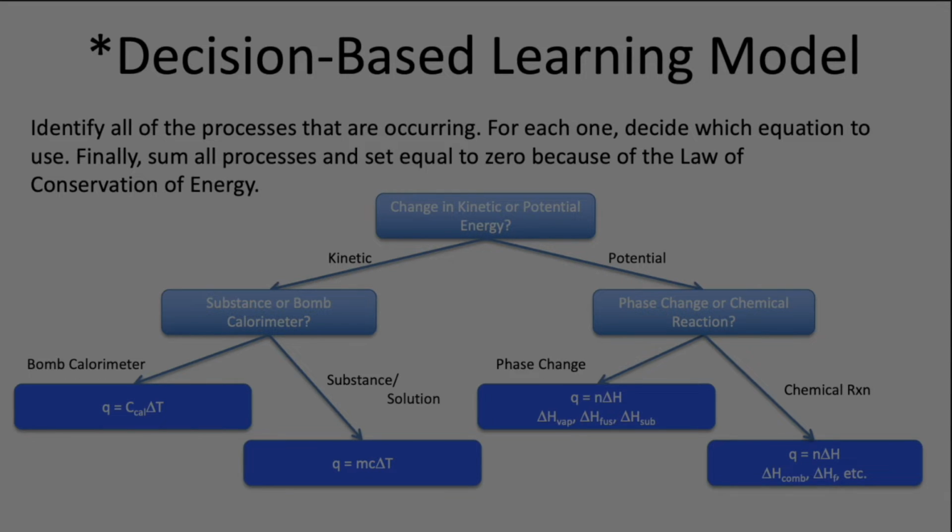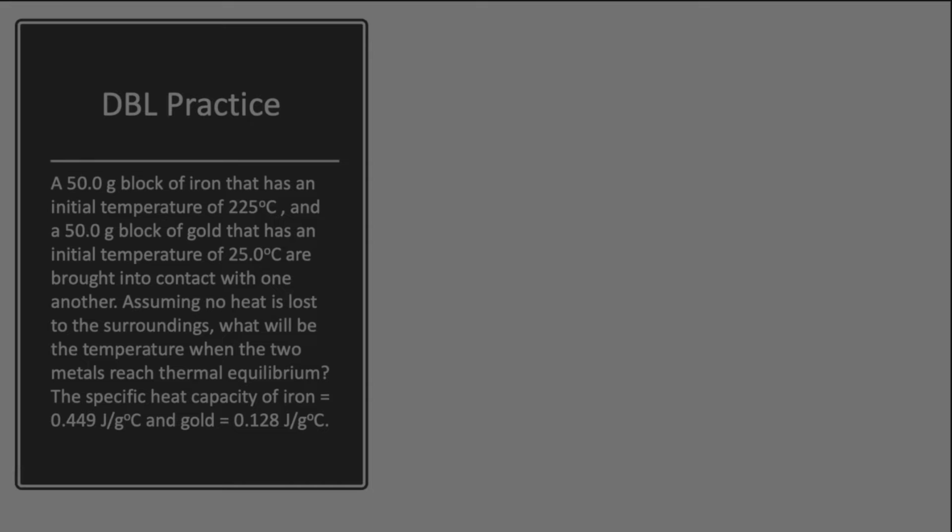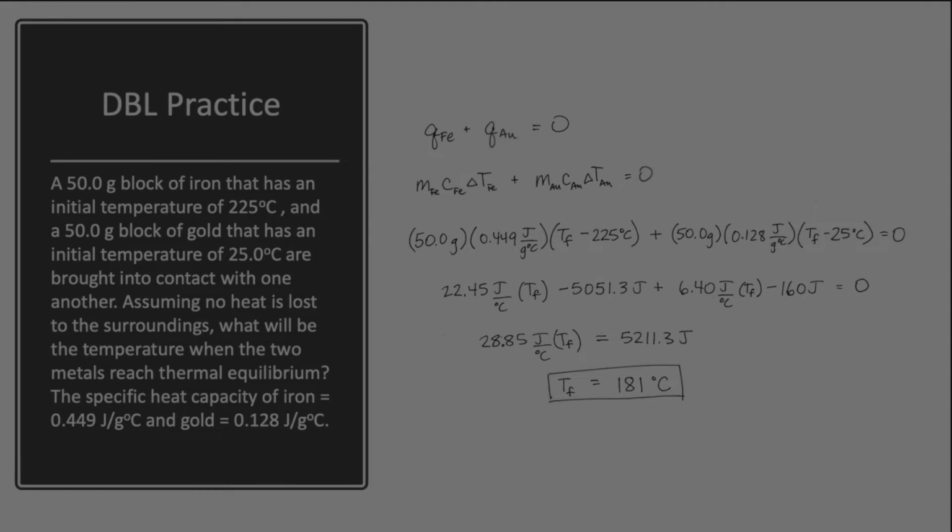That's the first one. Now I'm going to come back to the top and repeat this process for gold. Is this a change in kinetic or potential energy? Again, the gold is going to be heating up, so that's a change in kinetic energy. Is it a substance or bomb calorimeter? It's a substance, it's gold. So I'm also going to use Q equals MC delta T, but this is going to be for the gold. So if I come back to my problem, I can do my Q for my iron and my Q for my gold. They're both going to be MC delta T, and then I can add those up to get 0 because no energy is lost.